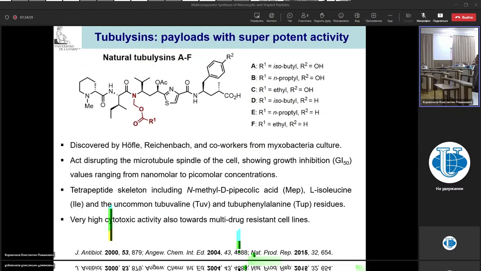Finally, and this is the final part, I want to talk a little bit about cancer. I want to introduce you to this family of natural compounds that is called tubulysins. They are called tubulysins because they produce the lysis of the microtubules. The microtubule spindles are part of the cytoskeleton of our cells. So these are very, very, very potent anti-cancer compounds. They have nano to picomolar activity.